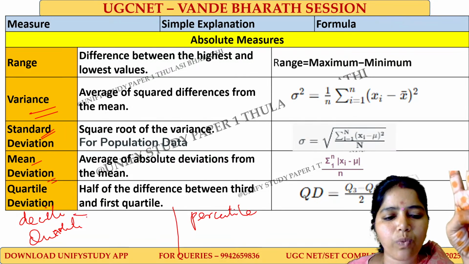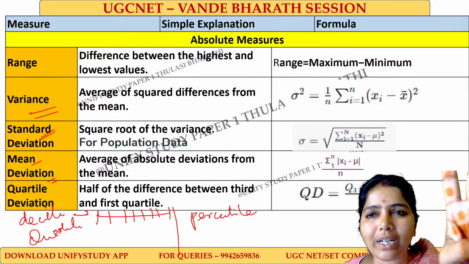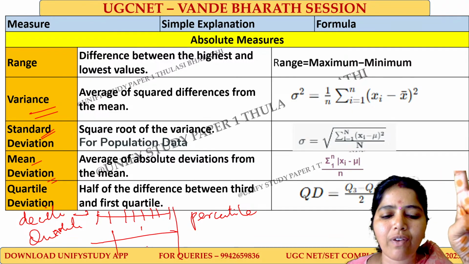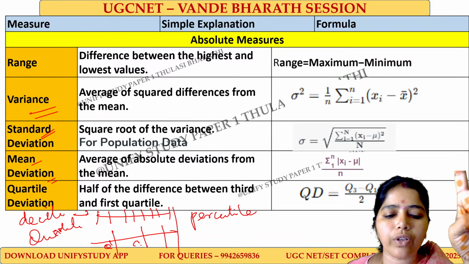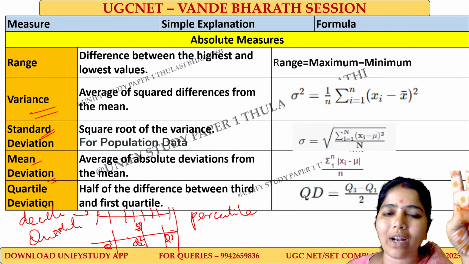So decile means, if there is a data set of 100, dividing it into 10 equal parts we call decile. Quartile means dividing into 25% parts. This is called Q1, this is called Q2, and this is called Q3. The 50th data we call Q2, the quartile.